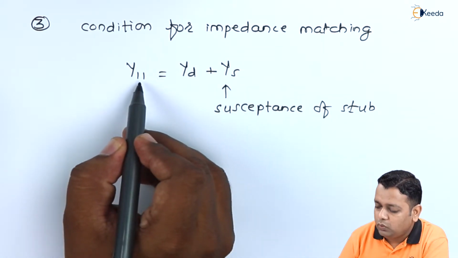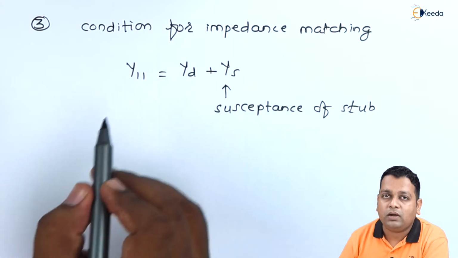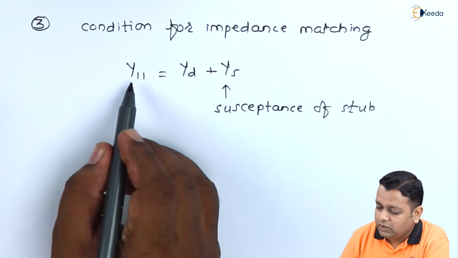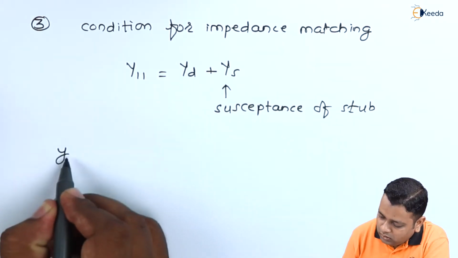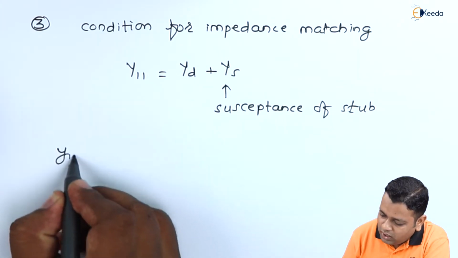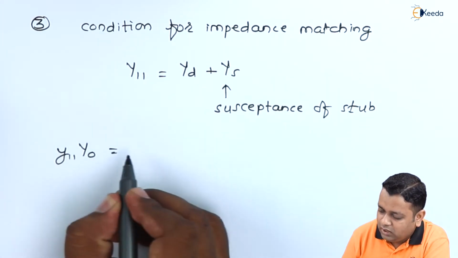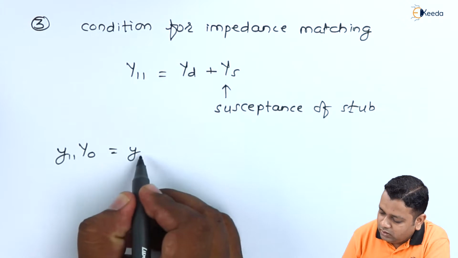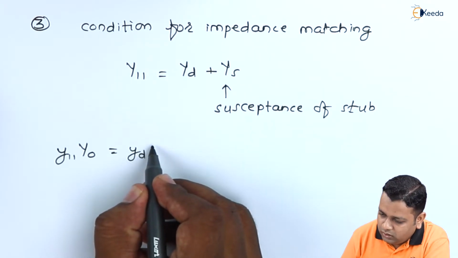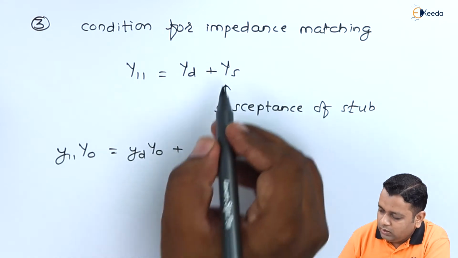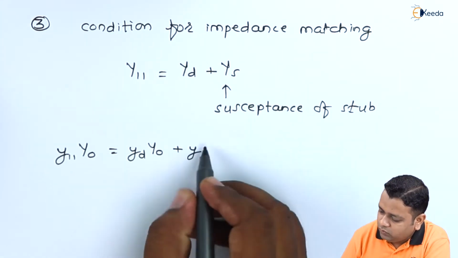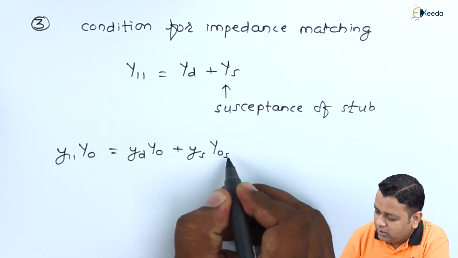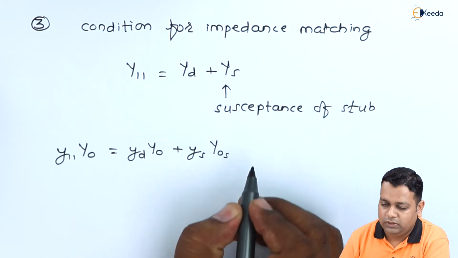So this will be at the node point Y11. So to get it converted into the normalized form here, we get the representation of y suffix 11 to be equal to the normalized small case y11 into capital Y0, the characteristic admittance. Here the first term on the RHS we make small y suffix d into capital Y suffix 0. The second term, that is represented as small y suffix s into capital Y suffix 0s. This is with respect to the stub here.